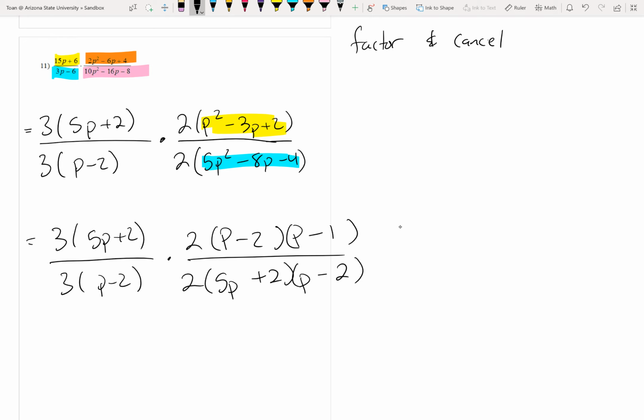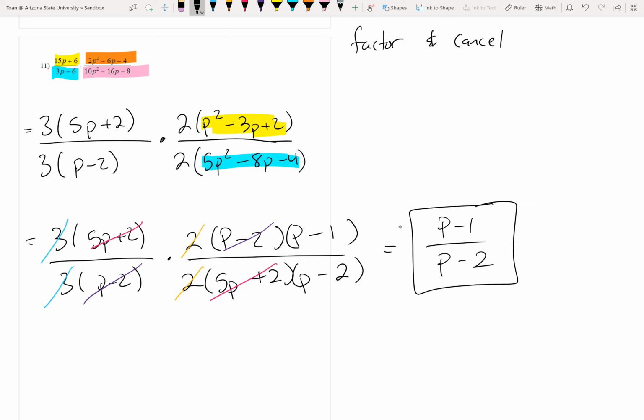Now that everything's factored, you can go ahead and just cancel a whole bunch. So obviously the 3's will cancel, the 2's will cancel, the 5p plus 2's will cancel, the p minus 2 will cancel. So all that's left over is the p minus 1 over p minus 2. Factor and cancel, that's what you need to do. When it comes to multiplying and dividing, I actually don't want you to multiply and divide, just factor and cancel.